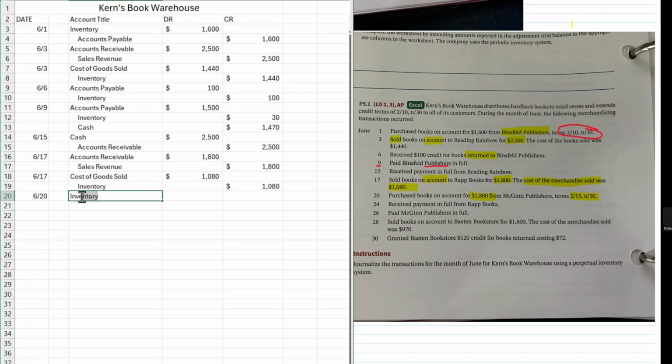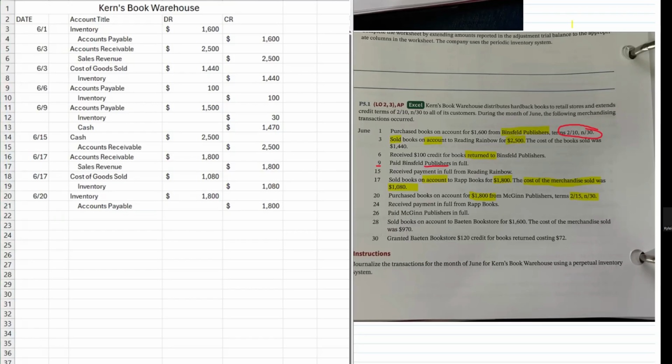Okay. So we are increasing our inventory by making a purchase of books, and that is for 1,800. And 1,800 is our accounts payable. And that's all for that one.